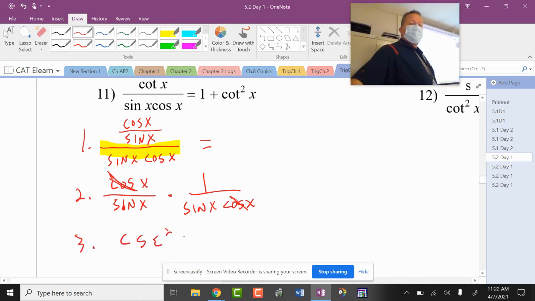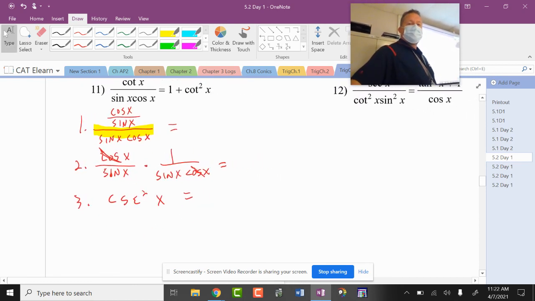And now you're like, all right, I got it. That's what I was looking at on the right side. That was my objective. I wanted this to get to cosecant squared. Sorry, I might have said cosine squared by accident. So I meant cosecant squared. And then, of course, through a Pythagorean identity, it is equal to 1 plus cotangent squared of x.